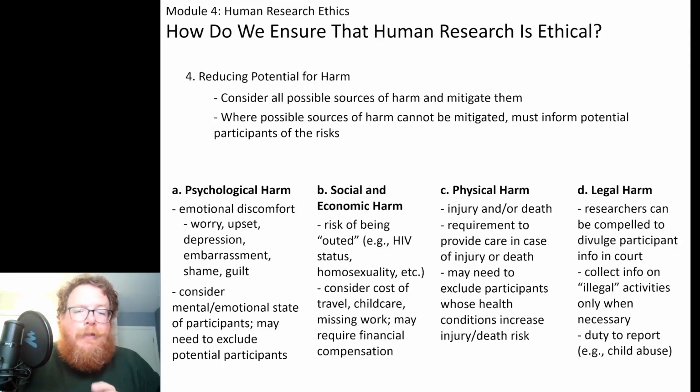So, as it mentions next, we should make sure that we only collect information on illegal activities when it's necessary. Don't get information from your research participants about their illegal activities that you might therefore have to divulge to a court, unless it's absolutely a critical part of your study. It also mentions lastly that researchers have a duty to report. So if, inadvertently through the course of a research study, you come to realize that a child you've been doing research on is being abused by their parents, you actually have a duty to report that information to police. So again, these are the things we have to be thinking about under the category of legal harm.